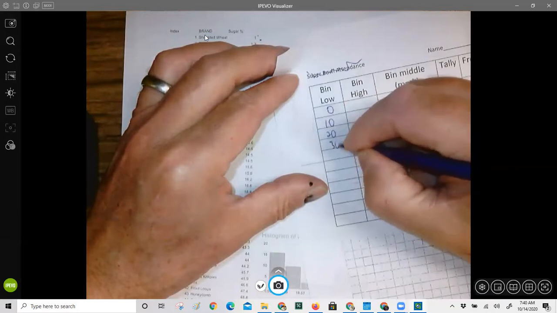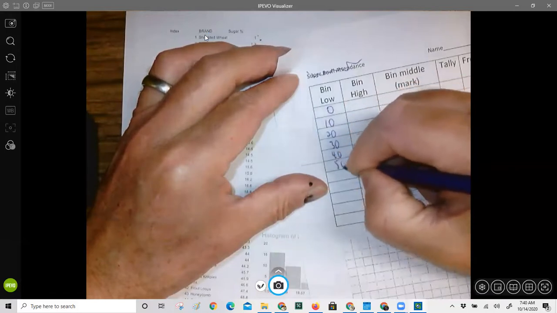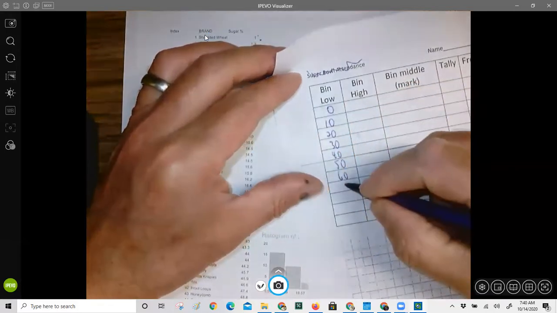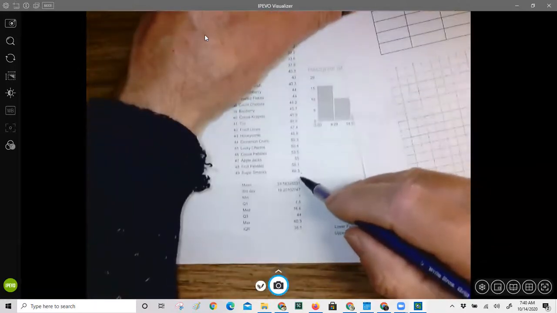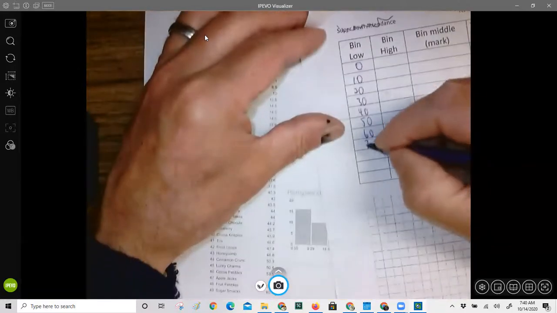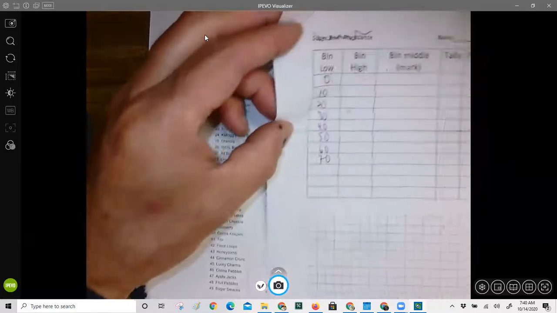Let's see, 30, can't add 10, sorry, 40, 50, 60, and I could go to 70 because I got to go big enough to catch that last one. So I'm going to put 70 here, but you'll see in a minute we don't need that.